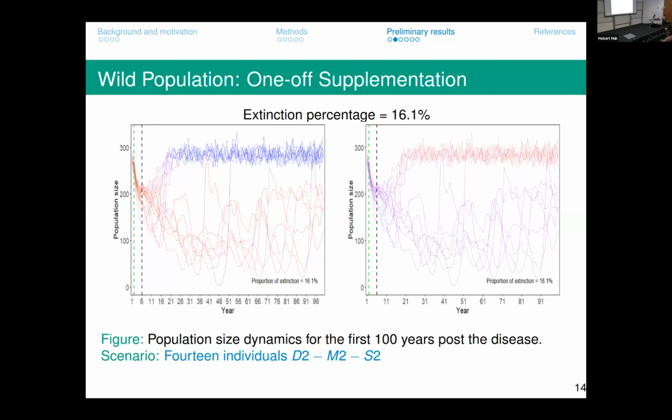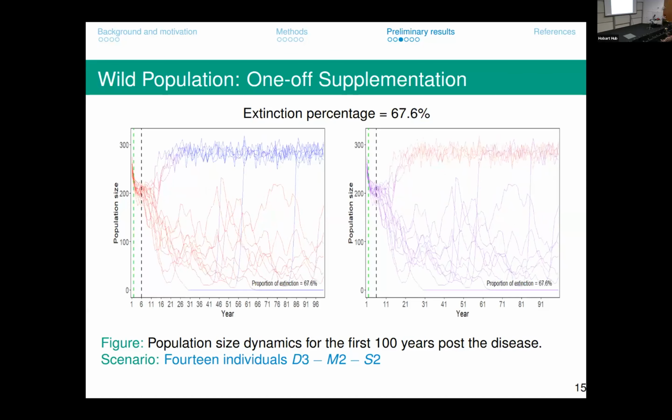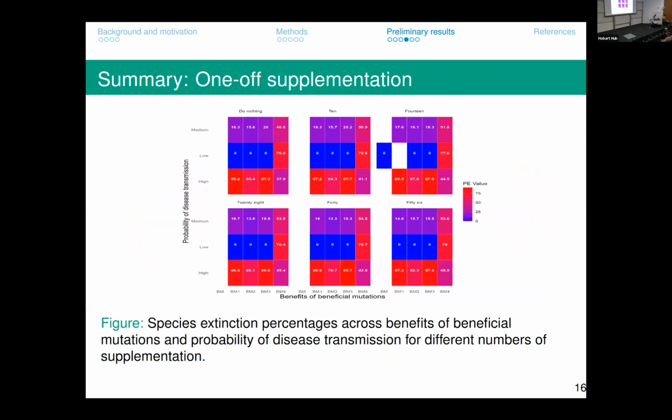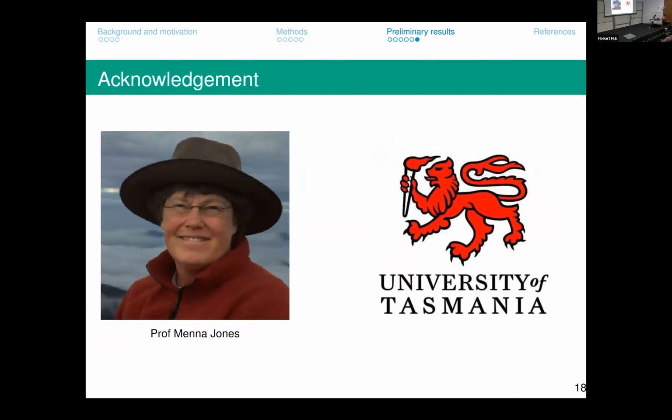This is for the medium, and this is when disease transmission is high. The simulations that went extinct are 67.6%. And this is the heat map. Maybe I'm running out of time, so I will summarize. Thank you so much.